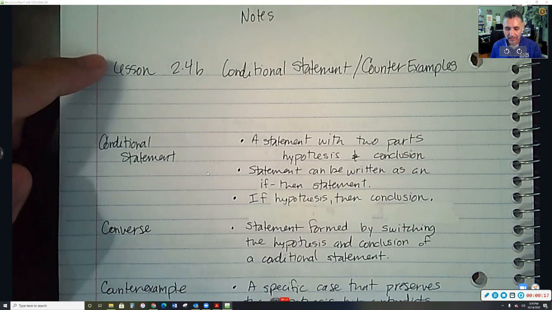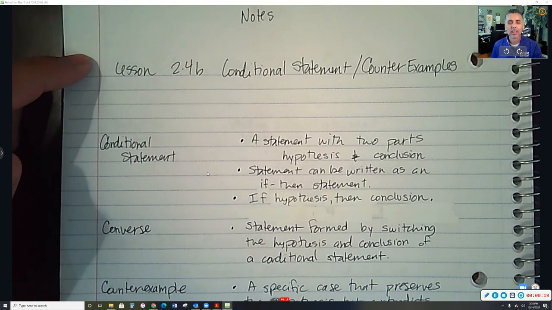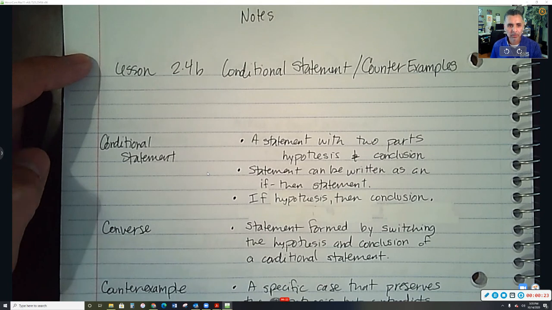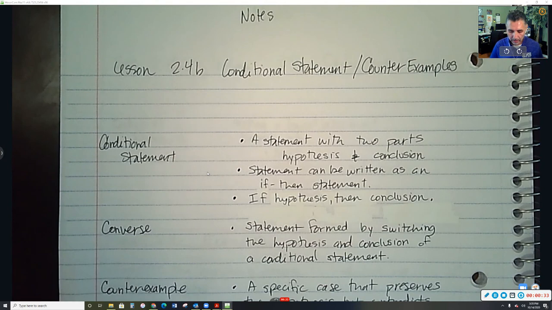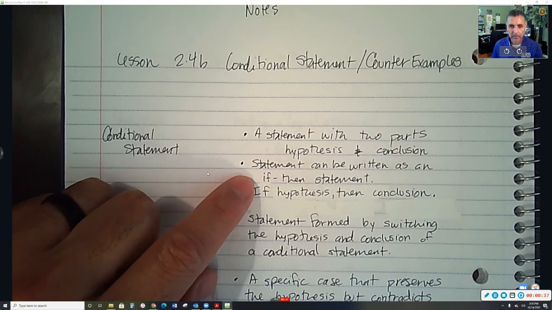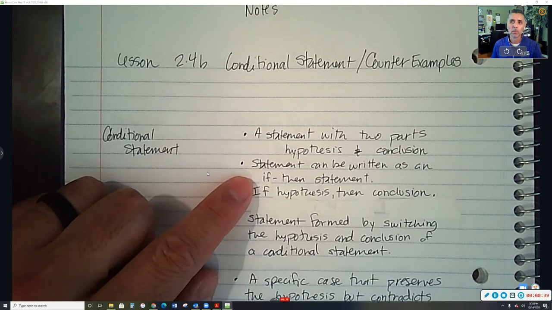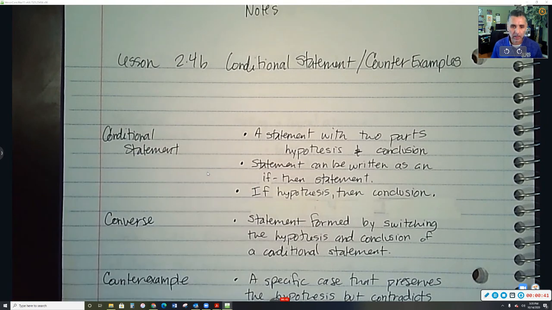These are conditional statements and counterexamples. And actually, this section is a little bit easier than the last two we've done. Conditional statement, a couple of things about this. It does have two parts. There's a hypothesis and a conclusion. And a conditional statement usually is written in an if-then statement. If not, we will be writing it in if-then statement.